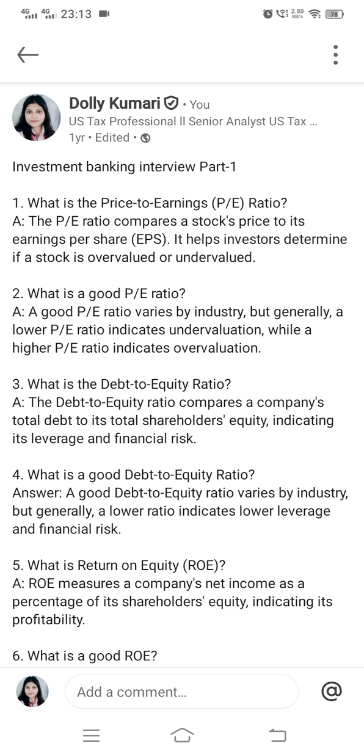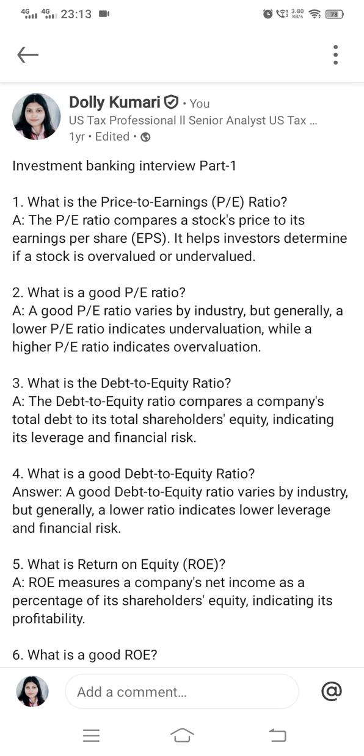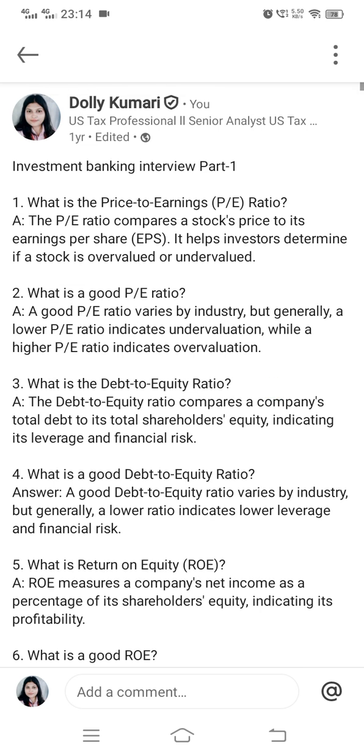Now comes the third question: what is the debt to equity ratio? The debt to equity ratio compares a company's total debt to its total shareholder equity, indicating its leverage and financial risk. Now comes the fourth question, corresponding to the third: what is a good debt to equity ratio? A good debt to equity ratio varies by industry, but generally a lower ratio indicates lower leverage and financial risk.